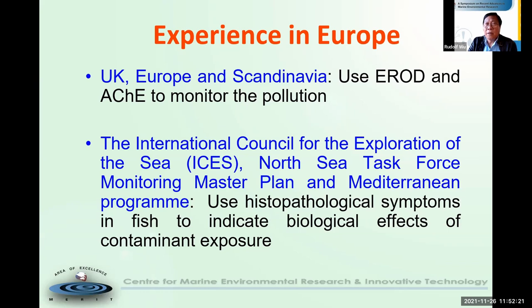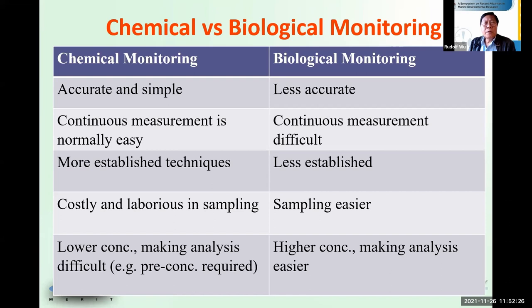Now, I'll give you a brief comparison of the pros and cons of chemical monitoring. Chemical monitoring is very accurate and simple. It actually provides you the data, something like the concentration of lead is 0.163 micrograms per liter, right? For biological monitoring, it's less accurate. They can only provide you data like the concentration of a certain enzyme in the fish, and each individual fish may vary, okay?